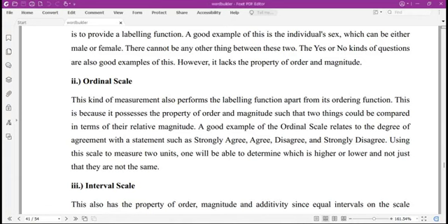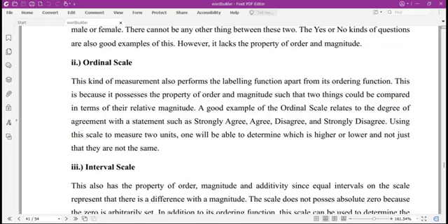So using this scale to measure two units, one will be able to determine which is higher or lower, and not just that these two are not the same. You'll be able to determine which is higher than the other.